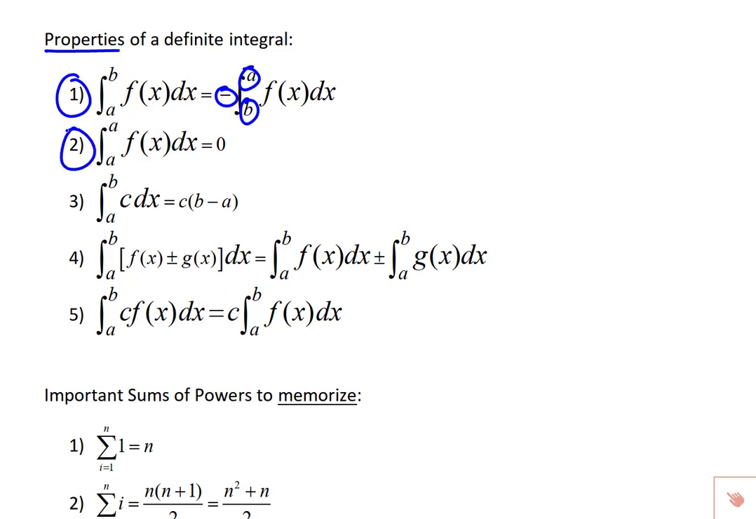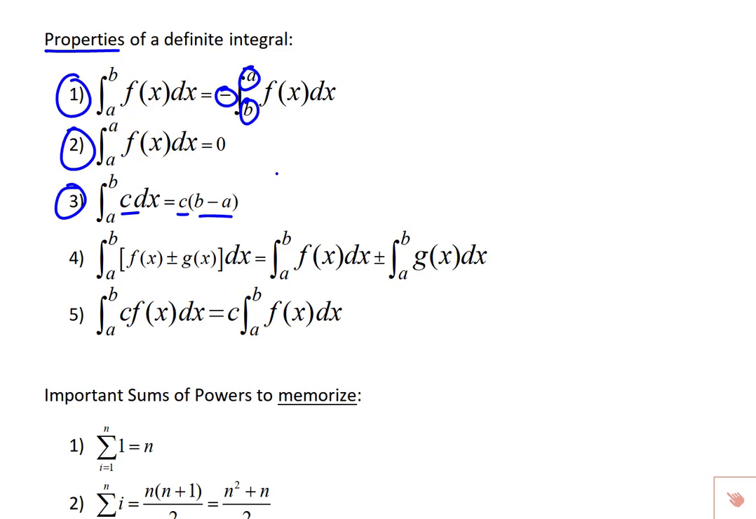Secondly, we'll say that the integral from a to a of f of x dx is 0. When the bounds are the same, the value of the integral is 0. Thirdly, the integral from a to b of c times dx, where c is just a constant, is equal to c times the quantity b minus a.